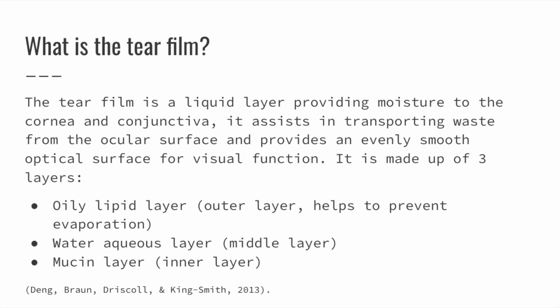Before we go into the video on how to perform the tests, it's important to understand what the tear film is. The tear film is a liquid layer providing moisture to the cornea and conjunctiva. It assists in transporting waste from the ocular surface and provides an evenly smooth optical surface for visual function. It is made up of three layers. The oily lipid layer, which is more commonly known as the outer layer, and its role is to help prevent evaporation. The water aqueous layer, which is the middle layer, and the mucin layer, which is the more inner layer.